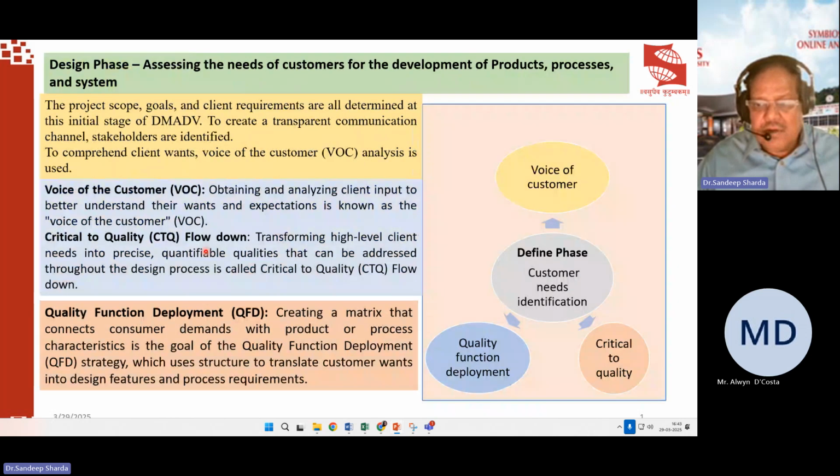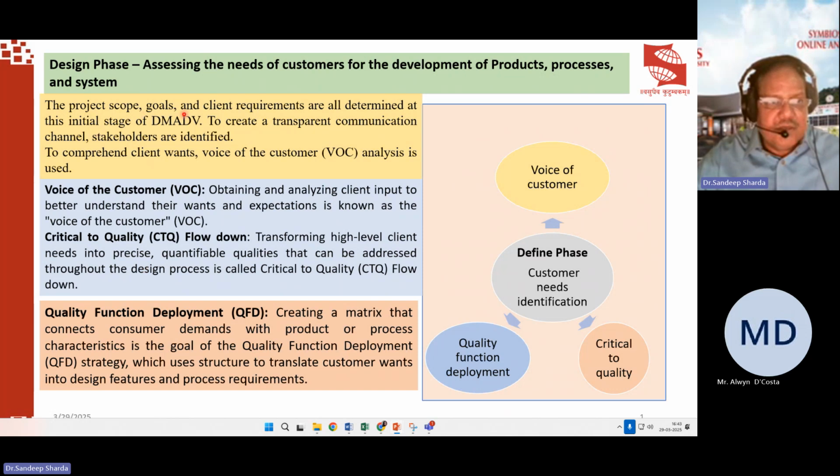Now, under the design phase, the tools which are going to be used for DMADV are voice of customer, critical to quality, and quality function deployment. We are going to discuss each of them, with an example for one of them.